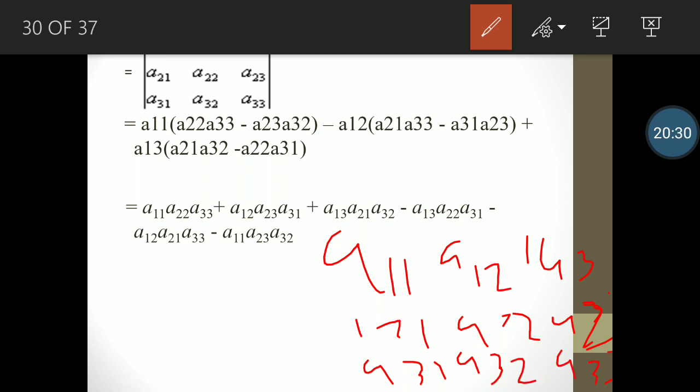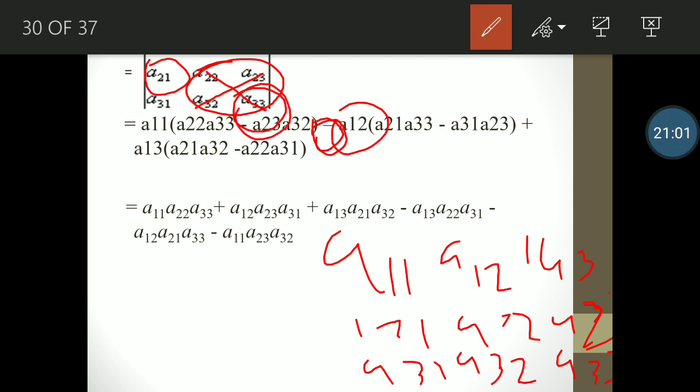So take A11 and multiply this diagonal minus this diagonal. Again, take a minus sign, take A12. Again for it, this diagonal: A21 into A33 minus A31 into A23.